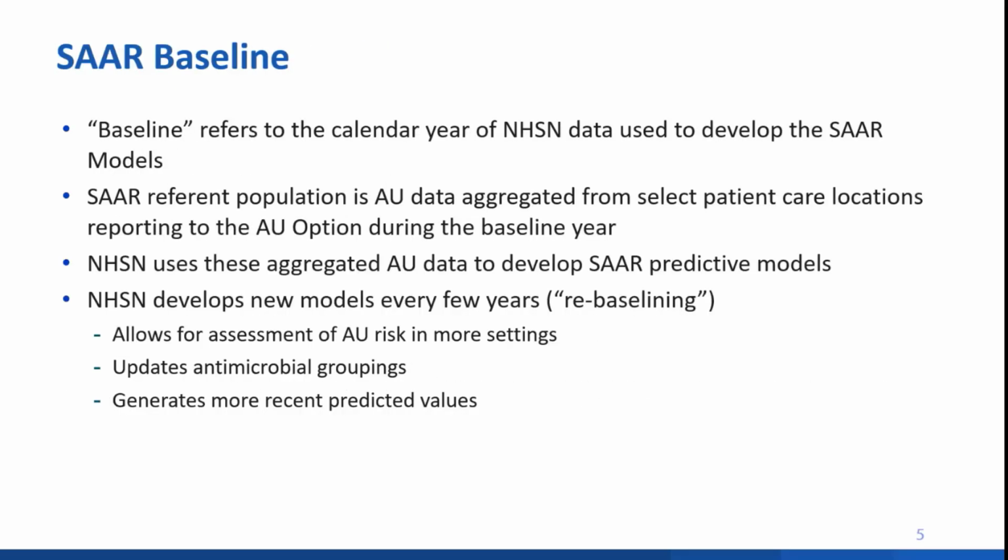And when we're talking about a baseline or referent population, we're referring to the calendar year of NHSN data used to develop the SAAR models. The SAAR referent population is AU data that's been aggregated from select patient care locations reporting to the AU option during the baseline year. And then NHSN uses these data to develop SAAR predictive models from the same group of patient care location types. Separate predictive models are developed for each specific antimicrobial agent category, which we'll get into in a little bit. And NHSN develops new models every few years. This is also known as rebaselining.